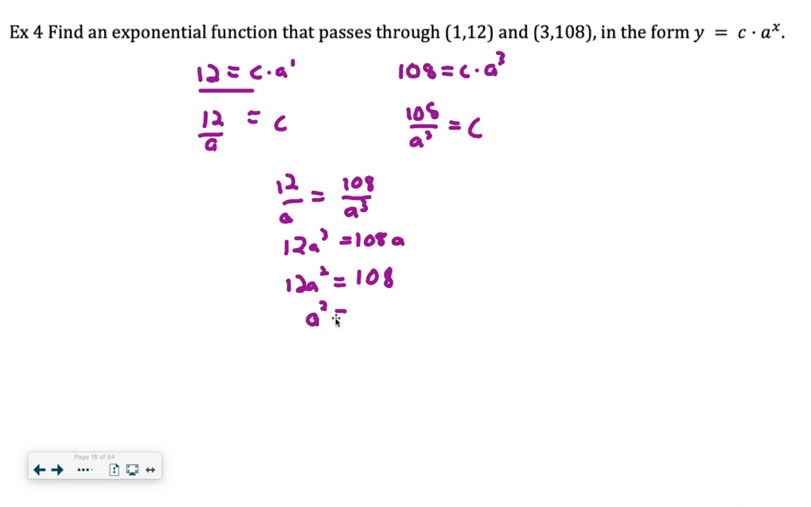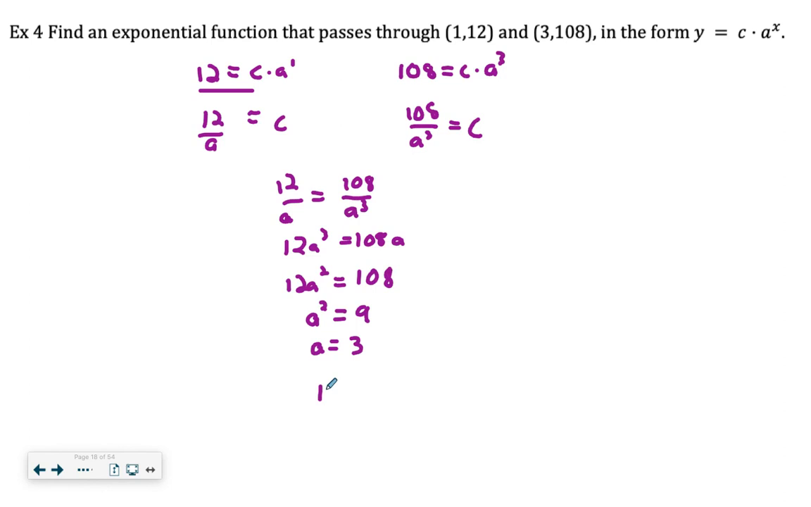So 108 divided by 12 is 9. And now I can just take the square root. Now, we are not going to take the positive and negative root here because we are solving for the base of an exponential. And we said the base of an exponential has to be positive. So my a value is 3. I still need to solve for c though. To do that, I can take this value and plug it back into either of my equations. This one will probably be the easiest.